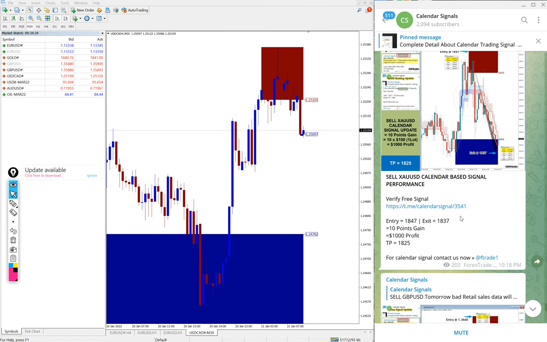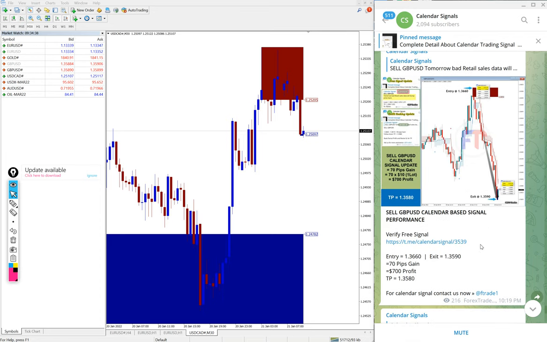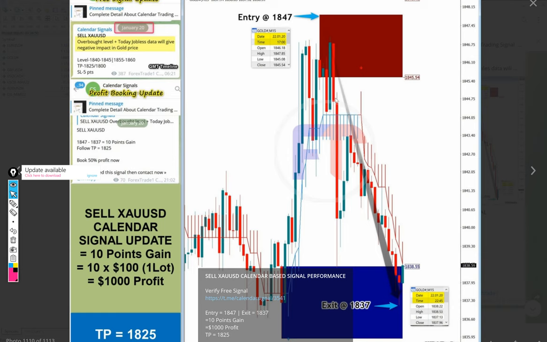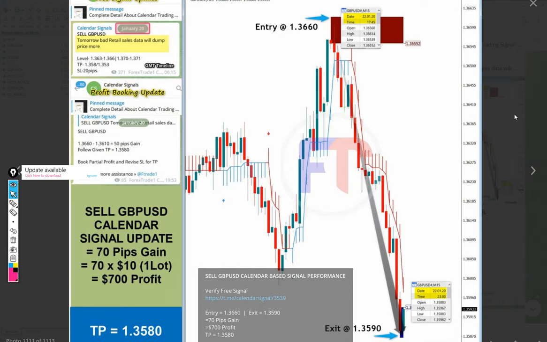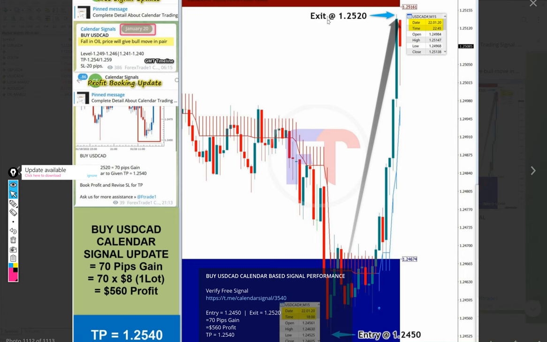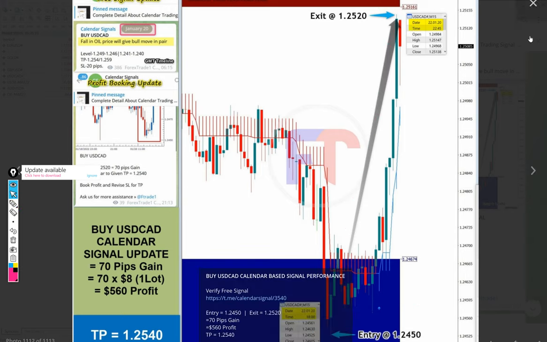Then the next signal is sell XAUUSD, which is gold, 10 points gain, and gold moved from 1847 down to 1837, precisely 10 points gain. Then the next signal is sell GBPUSD, which gave 70 pips gain, moving from 1.3660 to 1.3590, 70 pips gain on the GBPUSD signal. Then the last signal which performed is buy USDCAD, again 70 pips gain, moved from 1.2450, which is the buy entry, up to here, 1.2520, 70 pips gain on the USDCAD signal.